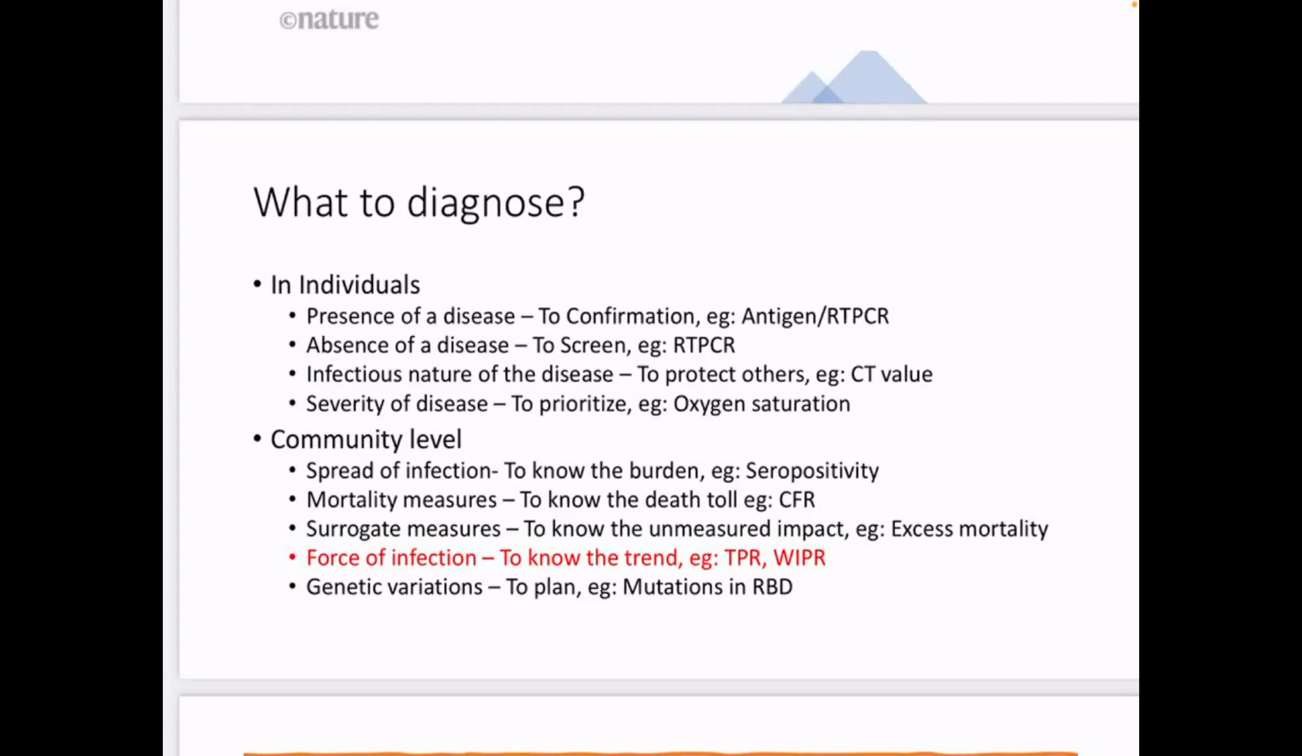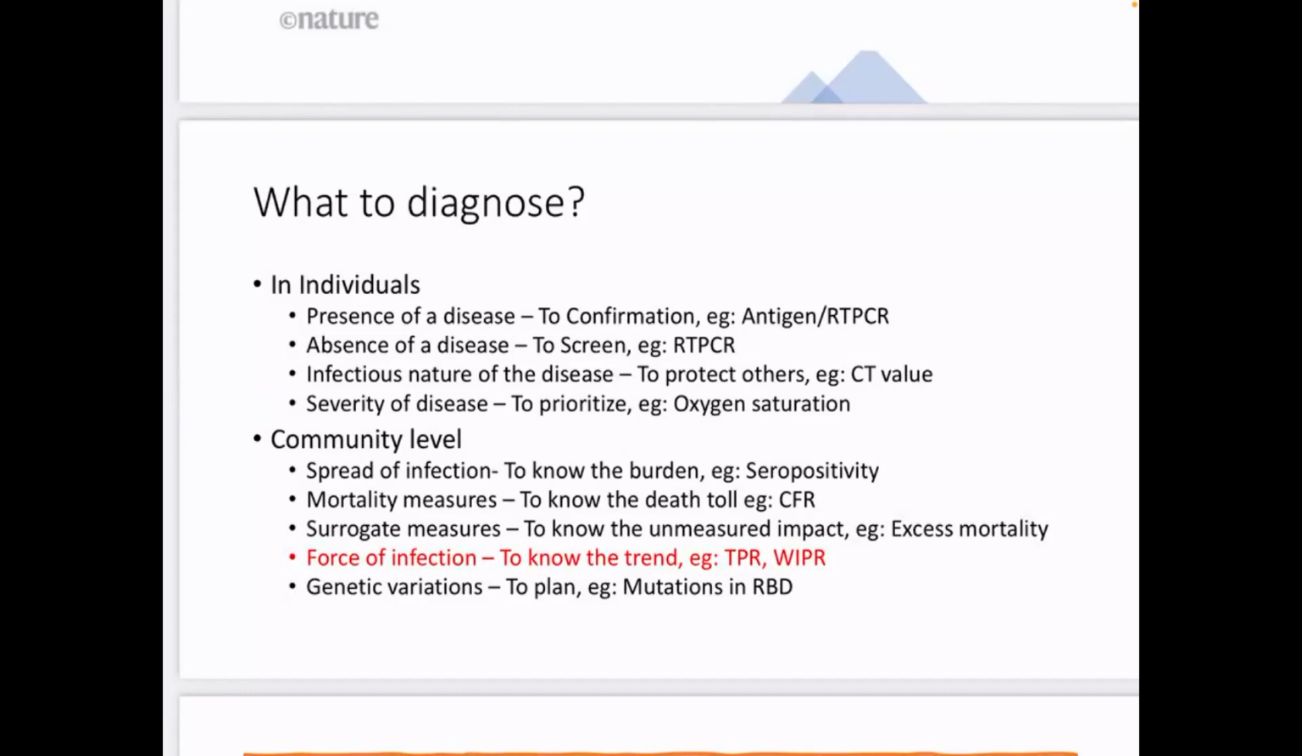The problem is, suppose we randomly take 1,000 individuals in city A and randomly take 1,000 individuals in city B. In city A, out of the 1,000, 100 tested positive, 100 divided by 1,000, that is 10%. TPR is 10%. But in city B, only 50 tested positive out of 1,000, 5%. TPR is 5. Then we may conclude that in city A the force of infection is high. That means the infection is moving at a faster rate compared to city B, because in every 1,000 we are seeing 100 positive cases.